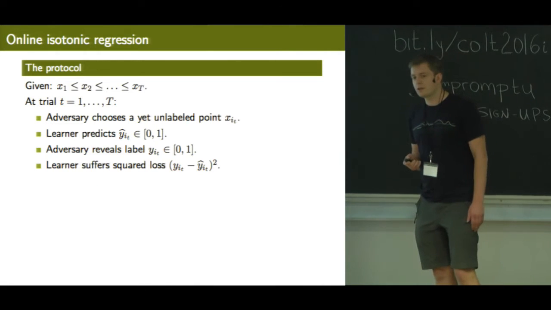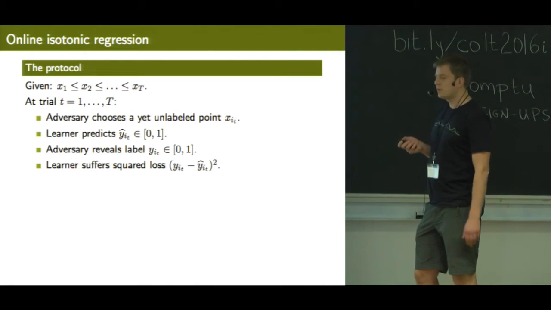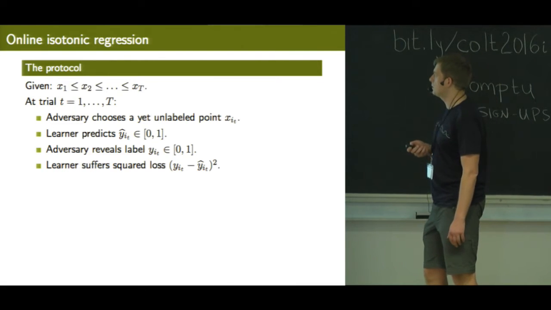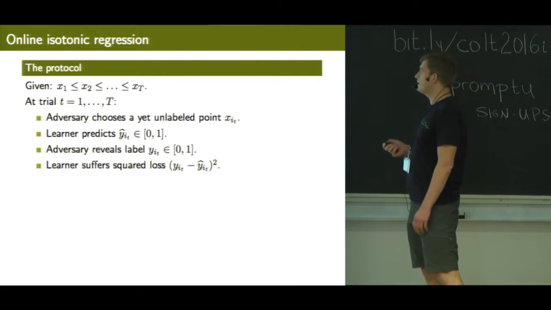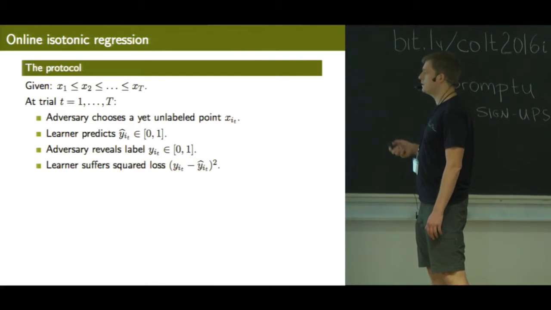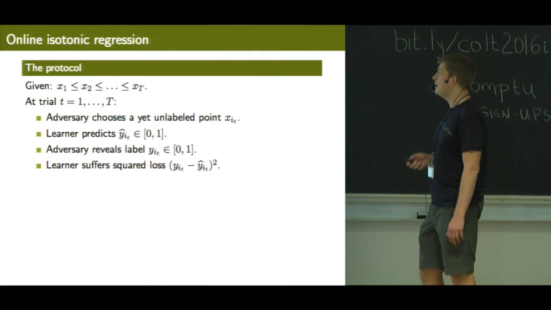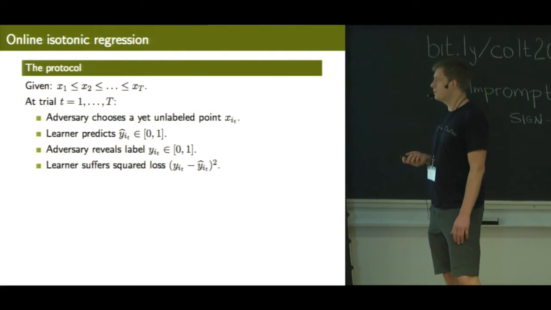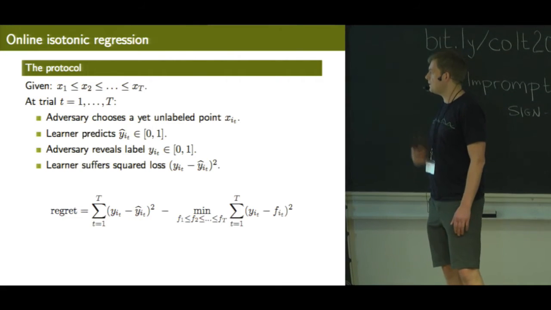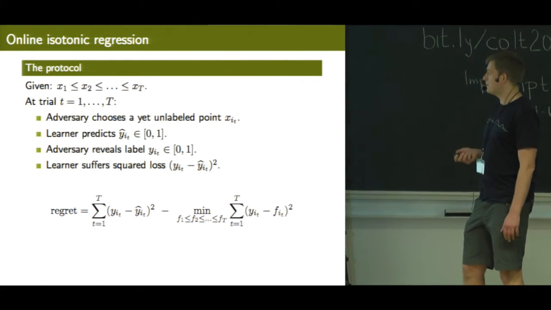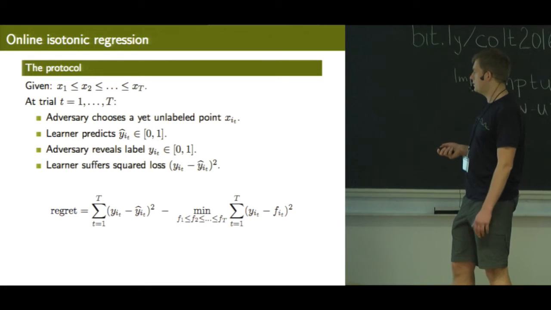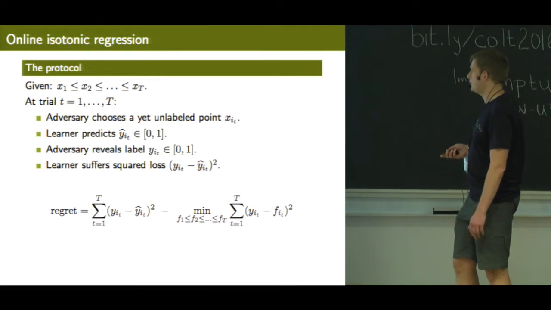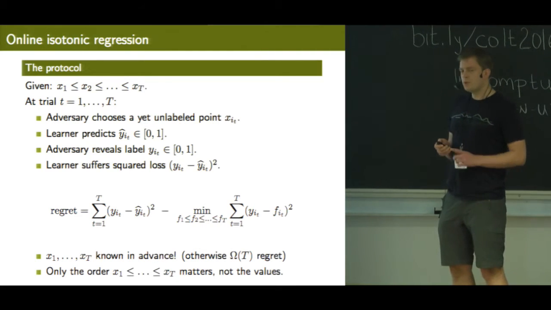So here's the protocol again. Initially, we get a set of ordered points x1 to xt, and at trials t = 1 to capital T, the adversary chooses a yet unlabeled point x_it. This it is the index of the point chosen by the adversary. Then the learner predicts, the adversary reveals the label. Both prediction and the label are in [0, 1], and the learner suffers squared loss. And the regret is the total loss of the learner minus the loss of the best isotonic function in hindsight on this data. And two things to mention here.